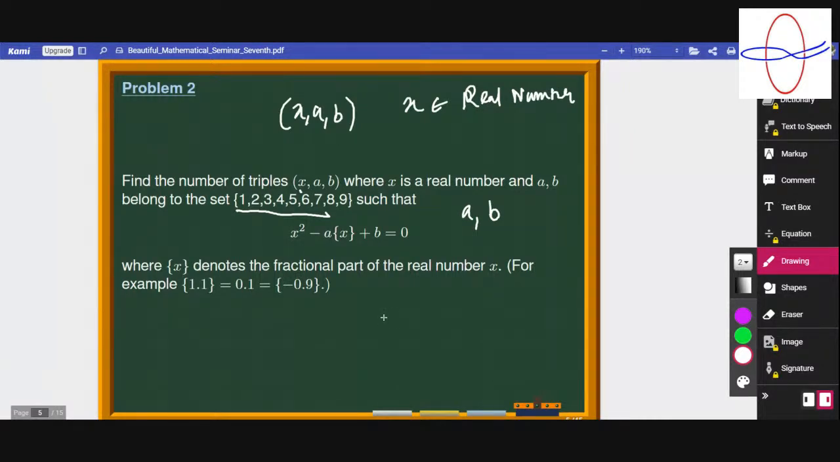So if this is the idea, what is the fractional part? A fractional part of a number looks like this. 1.1's fractional part is 0.1, and the fractional part of minus 0.9 is 0.1. That's the fractional part. This is a definition you should know. Okay, so let's try this problem out. I hope you all understood the problem.